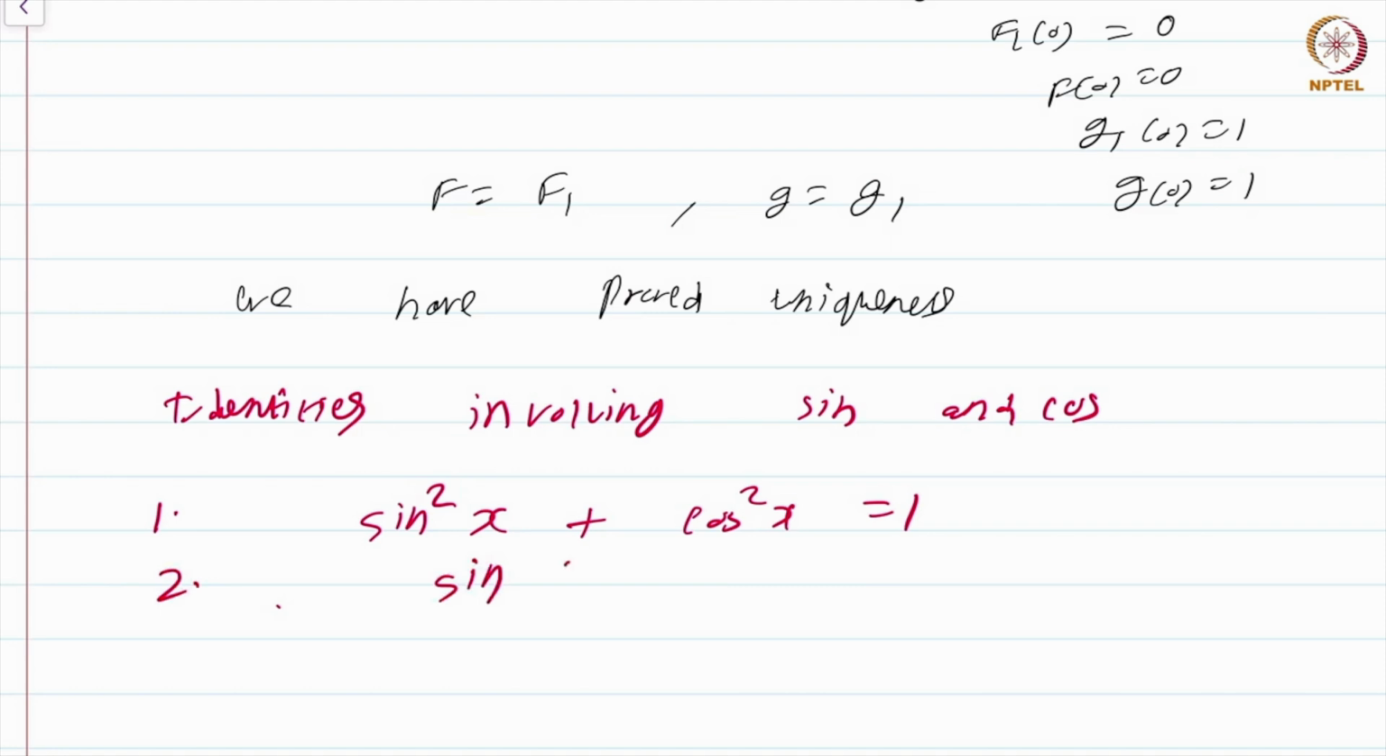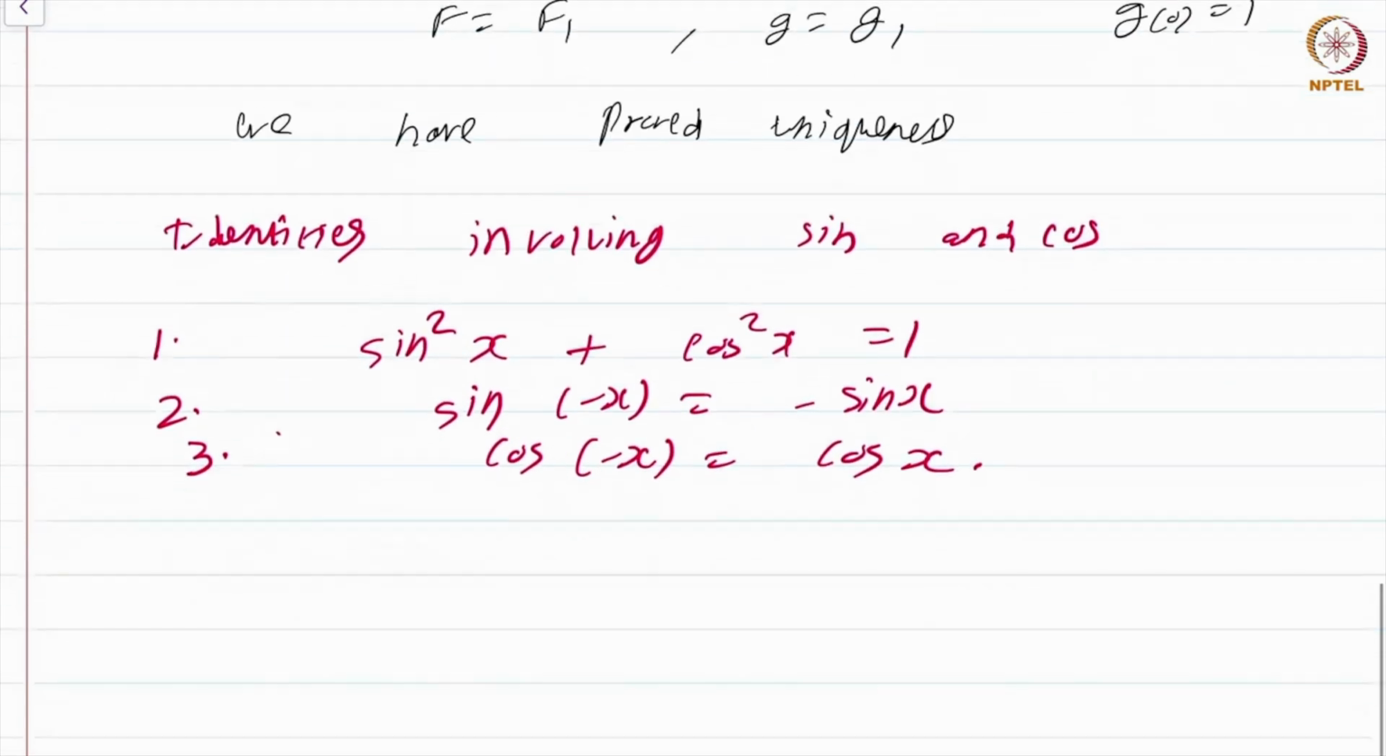Number 2, sine of minus x is equal to minus sine x. And number 3, cos of minus x is equal to cos x. These two follow immediately from the power series. It's an interesting exercise to forget the power series expansion of sine and cos and try to prove this directly from the fact that sine and cosine are a pair of functions that satisfy the derivative of sine is cos and the derivative of cos is minus sine. But from the basic properties you can also prove 2 and 3.